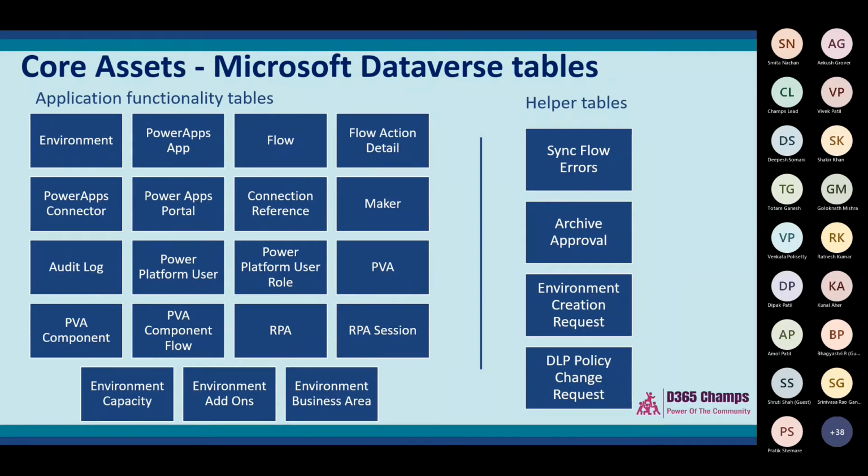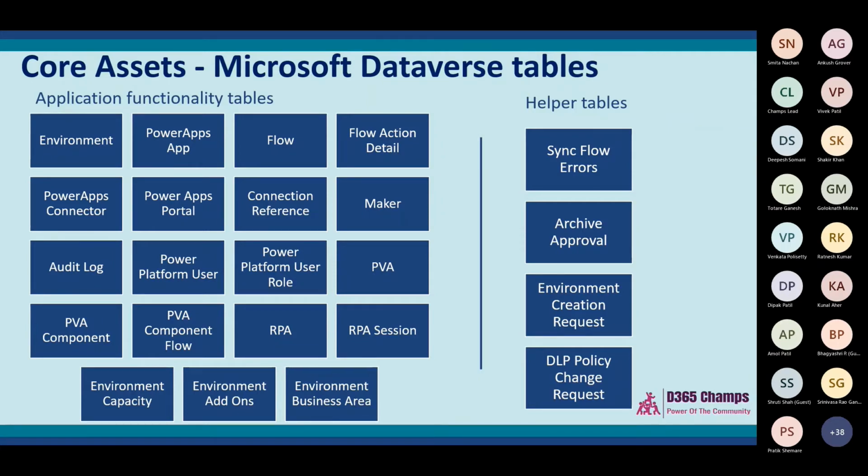So these are all of the major tables that we have, and at the same time we have three specific tables for the environment, including the capacity table, which stores the capacity information for your environment. Then we have an add-ons table, which stores the add-on information for your environment, and lastly the business area table, which represents the owning business area for your environment.